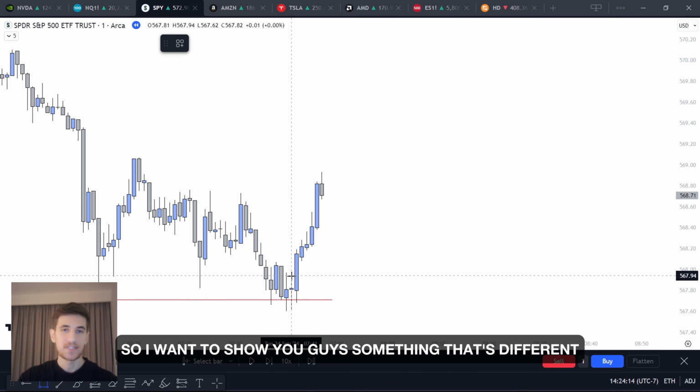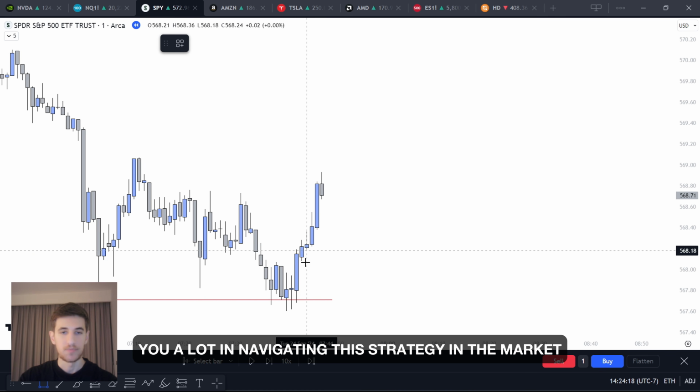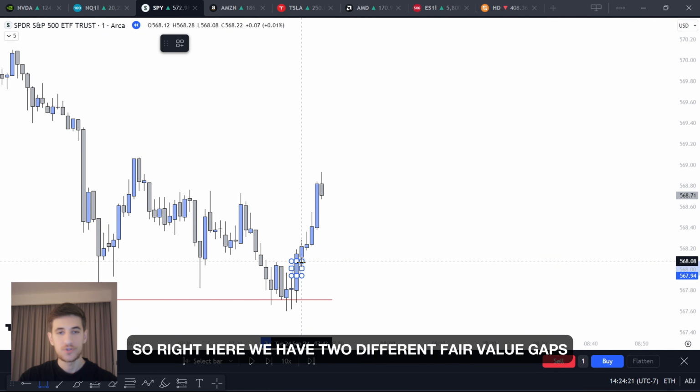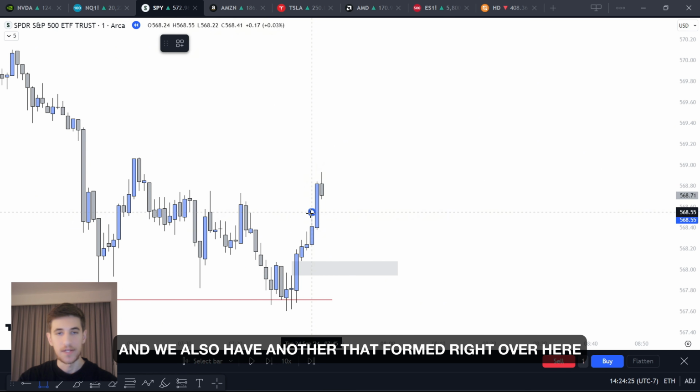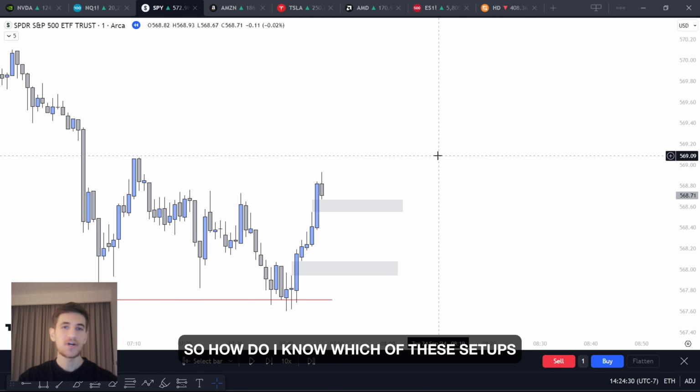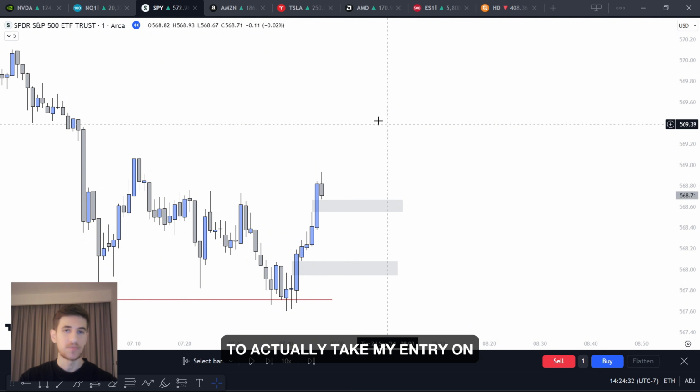So I want to show you guys something that's different with this setup that will help you a lot in navigating this strategy in the market. Right here we have two different fair value gaps, right? We have one right here, and we also have another that formed right over here. So how do I know which of these setups to actually take my entry on?